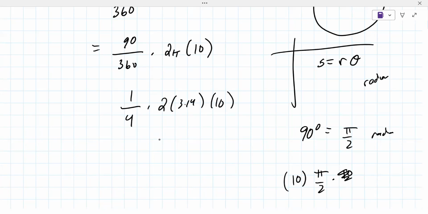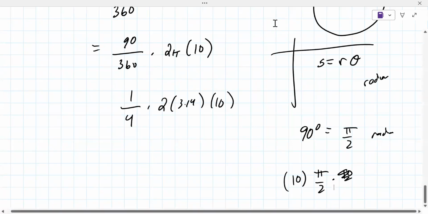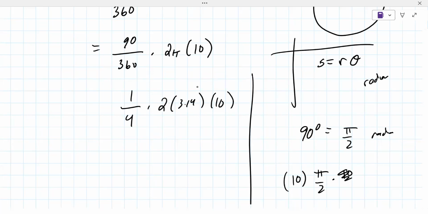Got it. Yeah, you would get 15.7. You get the same thing no matter which calculation you do. Yep, it would be the same.